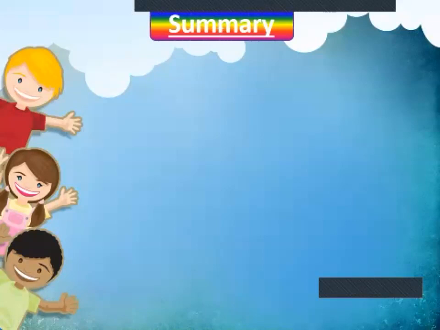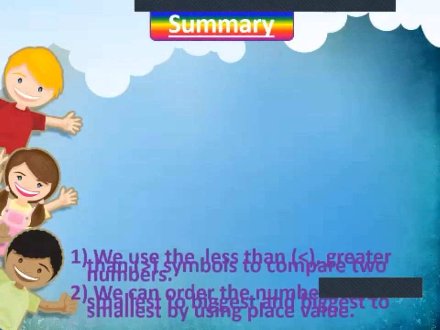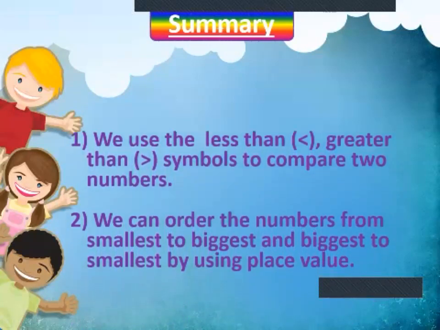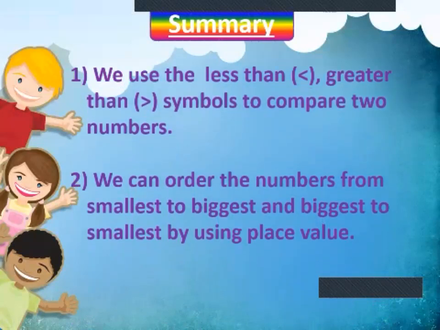Now, summary. We use the less than, greater than symbols to compare two numbers. And the second one, we can order the numbers from smallest to biggest and biggest to smallest by using place value. So these two topics we have covered today.